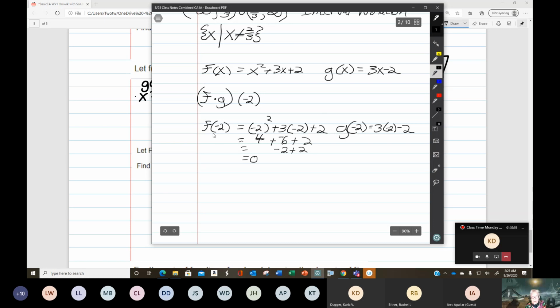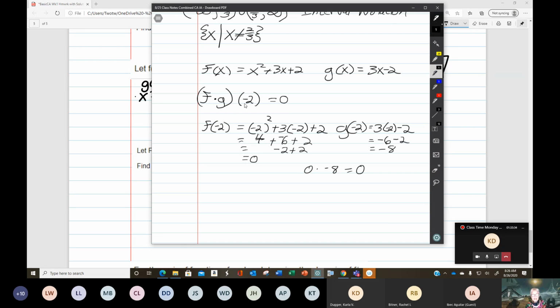Okay, so I've already got my answer. Am I multiplying? Yeah, f of -2 is 0. I'm going to go ahead and calculate this just for practice. 3 times -2 is -6 minus 2. If you put that in your calculator, that's -8. I'll have 0 times -8, which is 0, because 0 times anything is 0. So f times g of -2 is going to be 0.